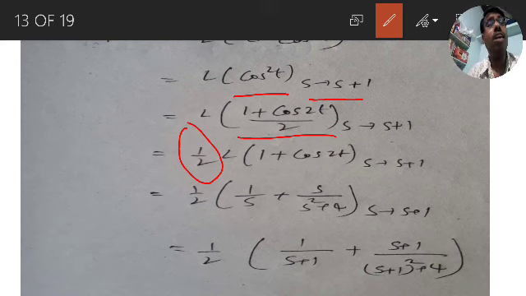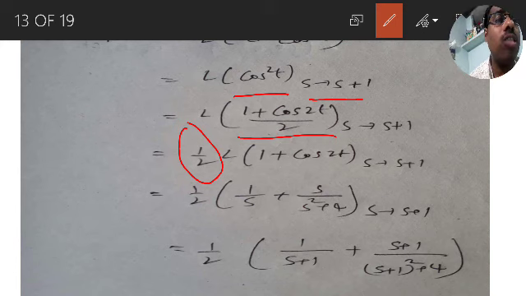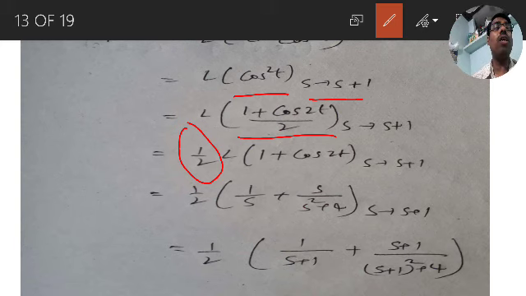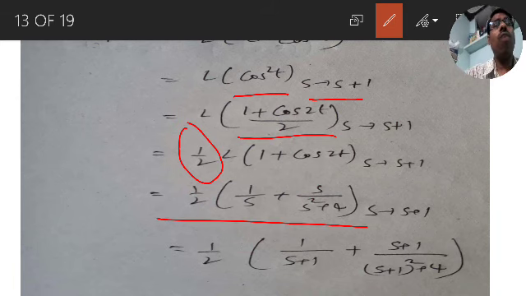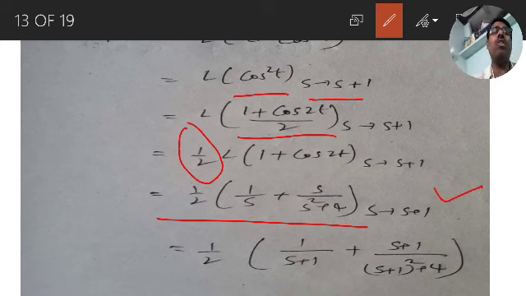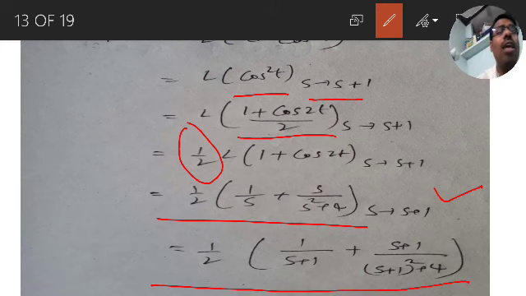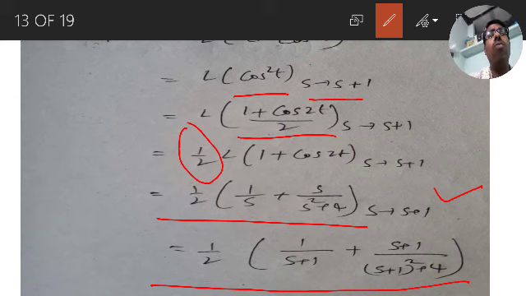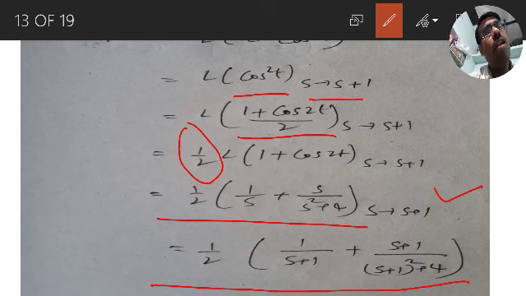Now recollect again the standard formula. L of cos at is s by s square plus a square. Now L of cos 2t is s by s square plus 2 square, 2 square means 4. So the next step is 1 by 2 into L of 1, 1 by s, plus L of cos 2t, s by s square plus 4. Now replace s by s plus 1. So the final answer is 1 by 2 into 1 by s plus 1, plus s plus 1 by s plus 1 all square plus 4. Are you able to get it?